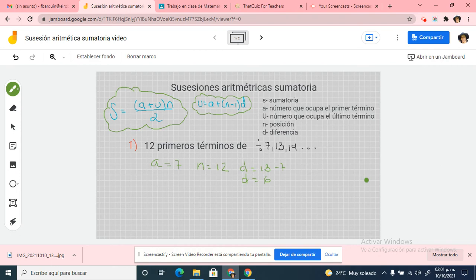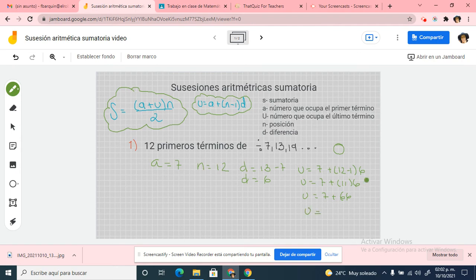And now we use the formula so we can find that number that occupies the 12th position. In this case, U equals 7 plus 12 minus 1 times 6. U will be 7 plus 11, using our hierarchy of operations, times 6. We do first, remember, the multiplications and the divisions, and then the addition. So this is going to be 66, and then we add 7, which is going to be 73.